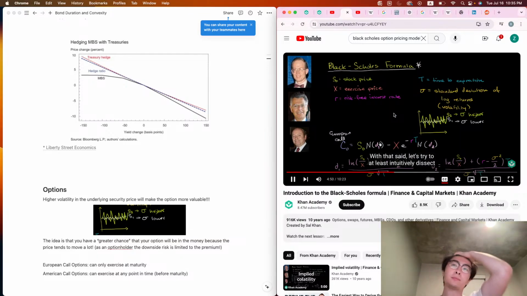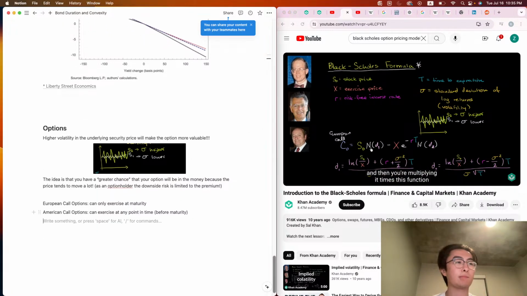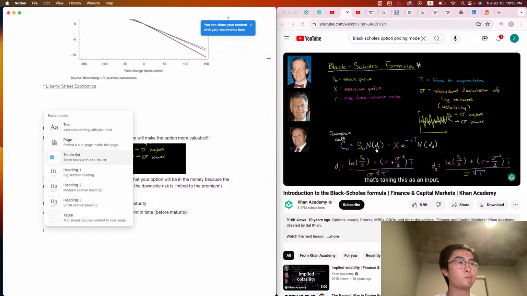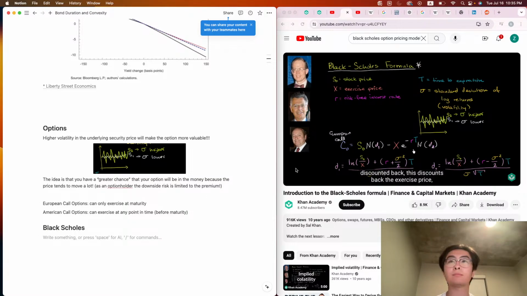But with that said, let's try to at least intuitively dissect the Black-Scholes formula a little bit. So the first thing you have here, you have this term that involves the current stock price, and then you're multiplying it times this function that's taking this as an input, and this is how we define that input. And then you have minus the exercise price discounted back. This discounts back the exercise price.